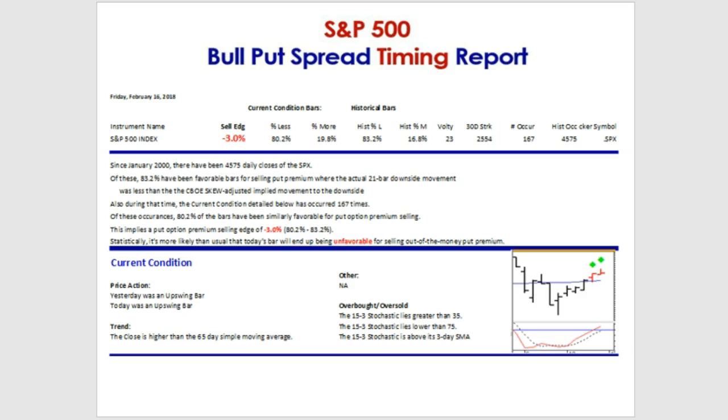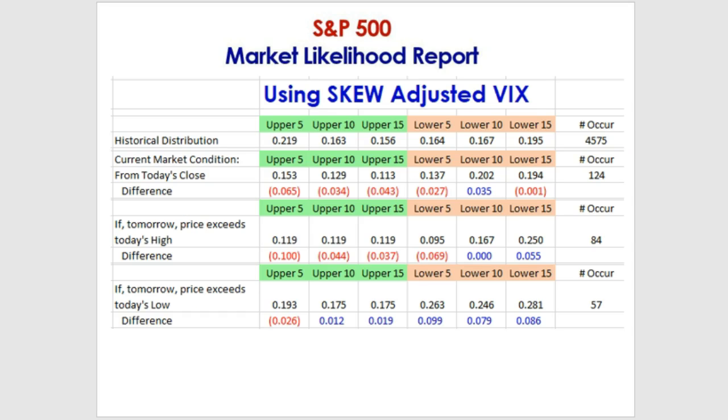It's slightly more likely to be unfavorable for selling out of the money put premium. No guarantees here, right? You could still sell put premium and you still have an 80% chance of getting it right just by flipping a coin, or at least under our current condition, 80%. So that's where we're at, and I hope that's helpful in deciding which way to go on this week's trading.